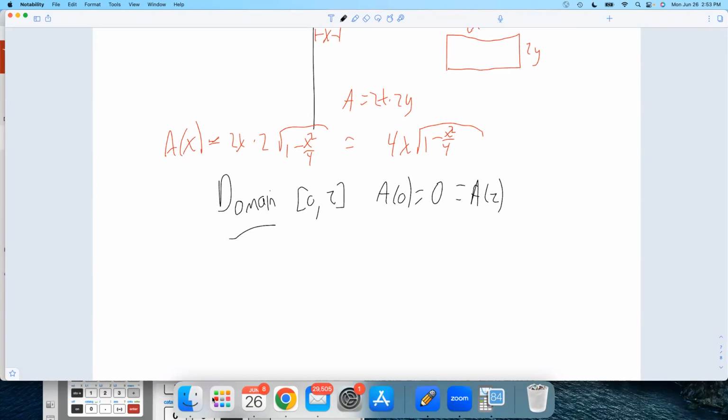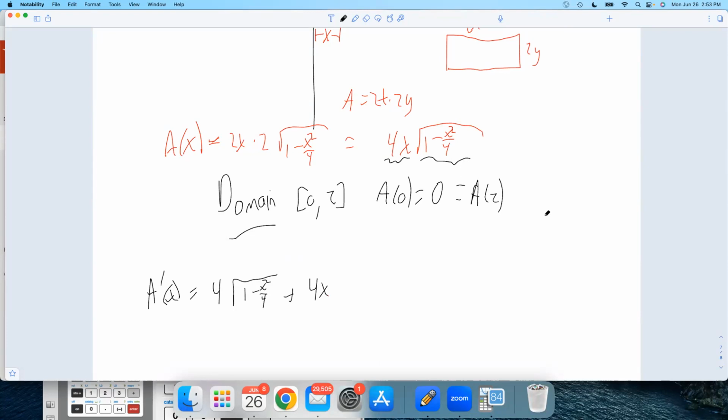Okay, so let's take the derivative. I have to use product rule here. So I'm going to call this my first function and my second. Derivative of the first. Derivative of 4x is just 4. Leave the second alone. Plus, leave the first alone.